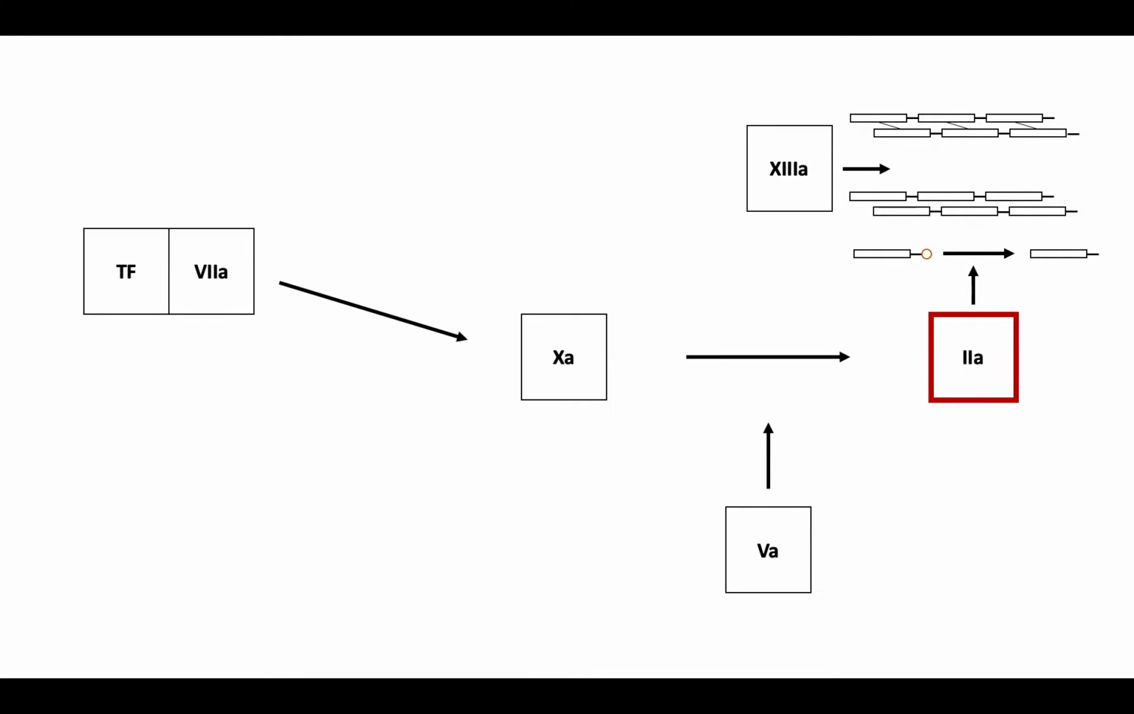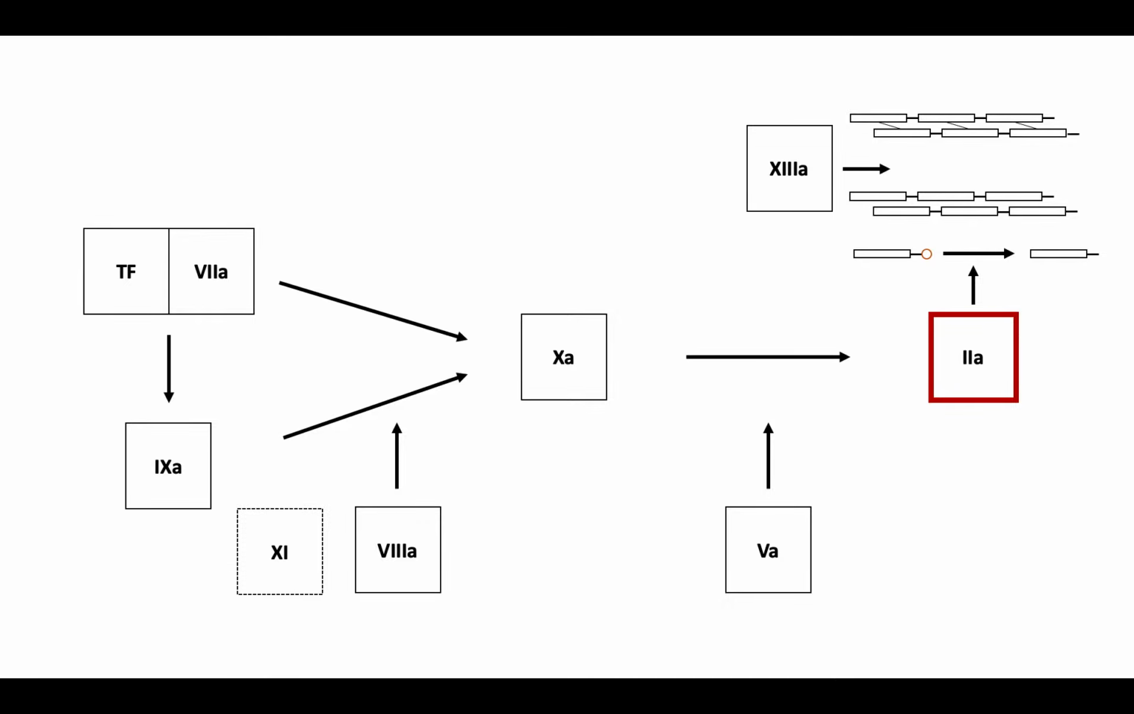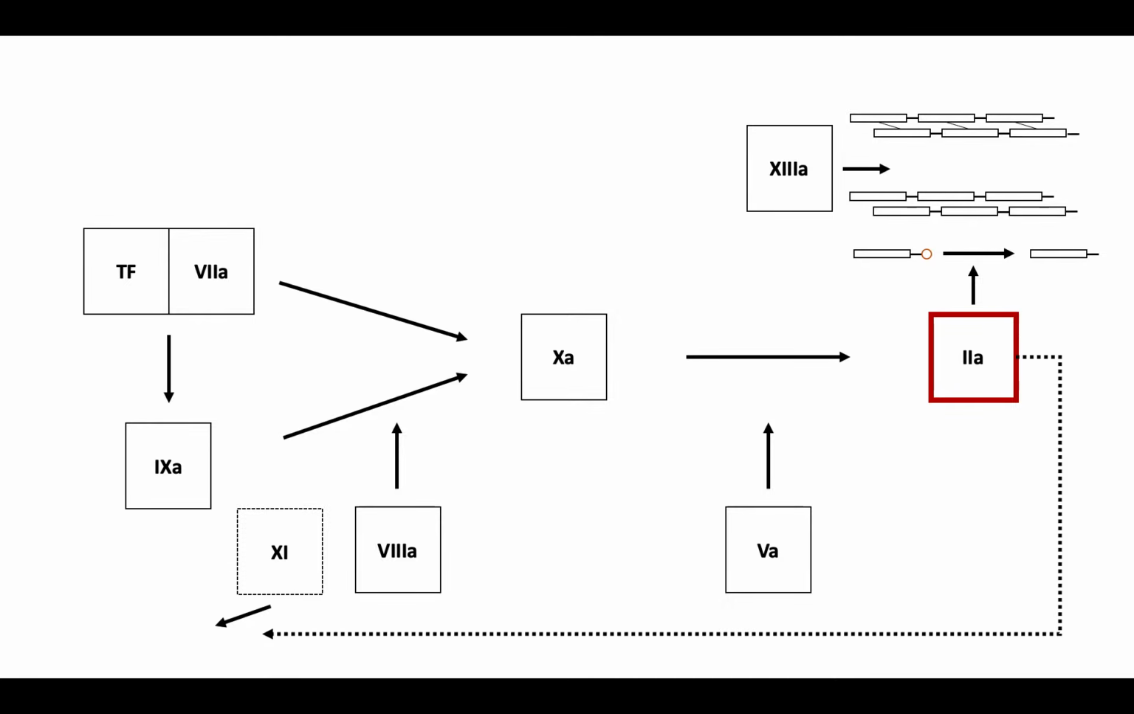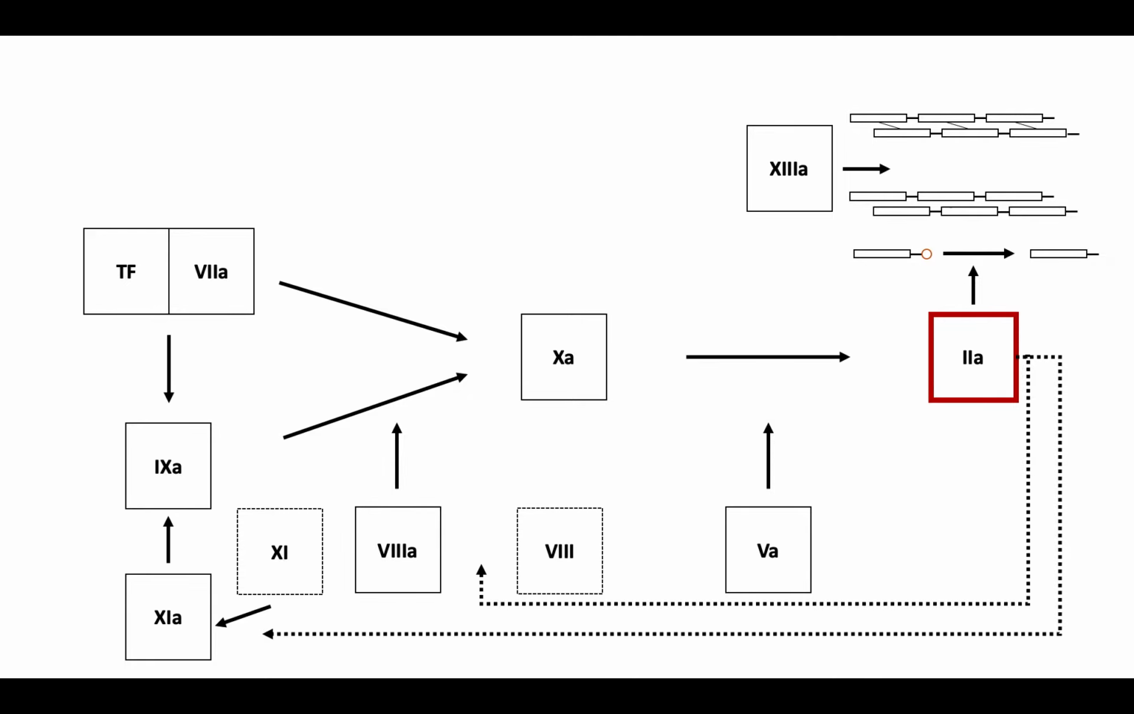Now, let's bring in the extrinsic pathway and the intrinsic pathway. Focus now on factor 11. Thrombin acts on factor 11 to activate it to factor 11A, and this allows 11A to activate 9A. Next, focus on factor 8. Thrombin acts on factor 8 to convert it to 8A. This allows it to activate 9 to 9A.